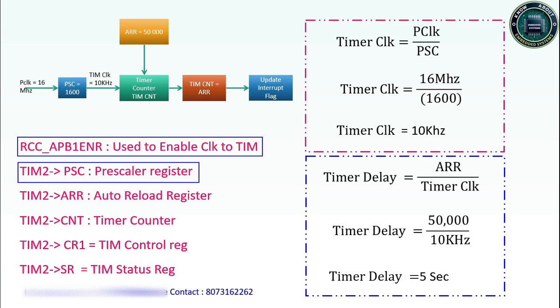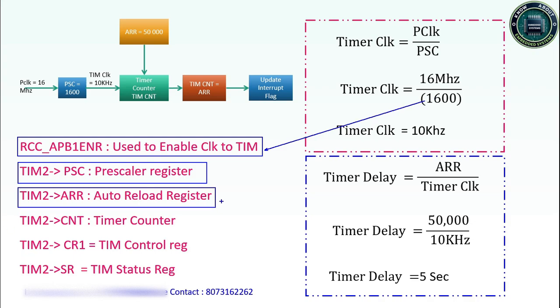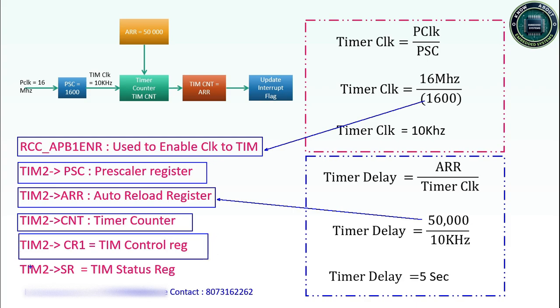And then the second one is the prescaler register. The prescaler value, whatever we have told, that much we have to load, that is 1600. Then the auto reload value, nothing but your 50,000, that we have to load, and CNT is nothing but the up counter. The timer counter is an up counter. Then there is a control register, and then we have the status register. So totally 6 different registers we have to configure in order to develop the program for your timer. I hope you are clear with the registers.